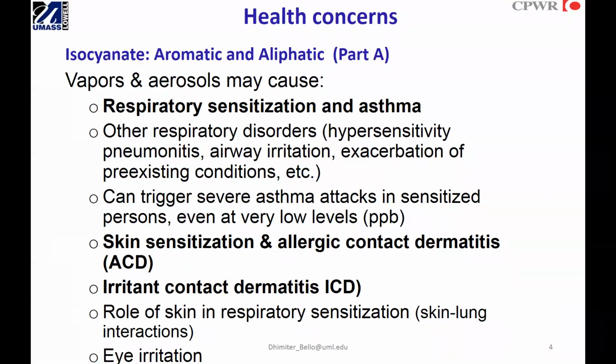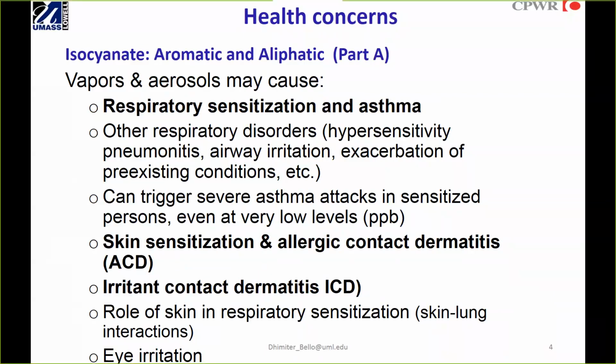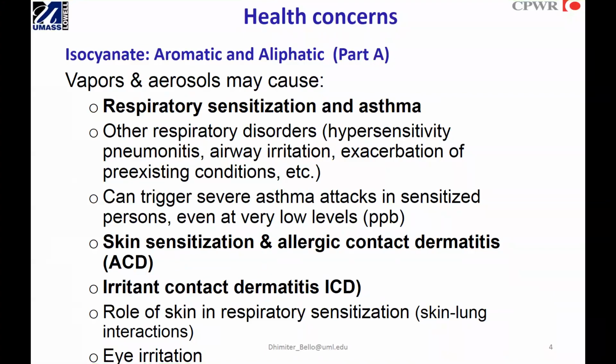Isocyanates are also known skin sensitizers, and they cause allergic contact dermatitis in about 25% or so of the cases, with the vast majority of cases being irritant contact dermatitis. They are irritants, and under certain conditions of high skin exposure, they could cause skin burns, as well as burns in the eyes and respiratory tract if there are high levels of exposure.